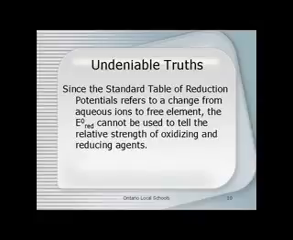This would not be the time to use the standard reduction potential table that's provided on the AP test or that's in the back of your textbook. Partly because electrolytic reactions are not happening under standard conditions, and because they always refer, again, to aqueous ions to free element. They're just not useful in this.